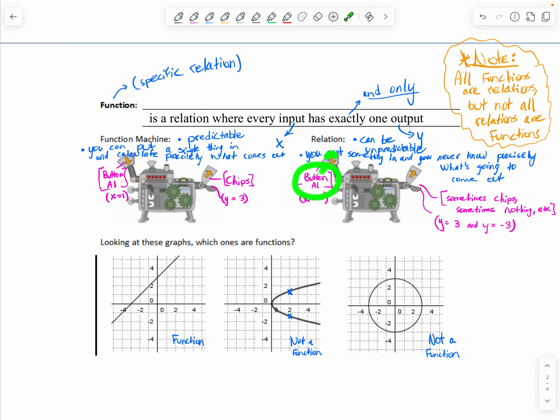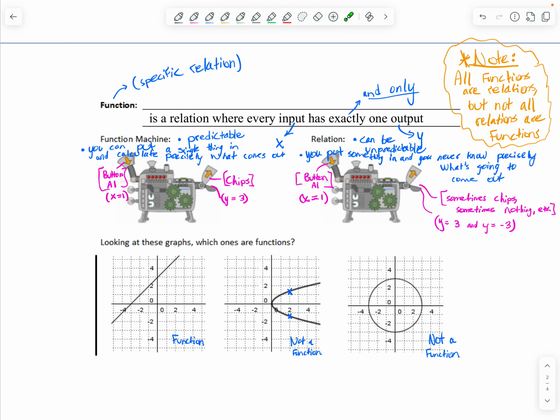I press the button A1, and now instead of just giving me chips, maybe sometimes I get chips. Maybe sometimes I get a drink by accident. Maybe sometimes I get nothing. Maybe sometimes I get chips and a drink. So it's not random, but it's less predictable. Here's an example in terms of numbers.